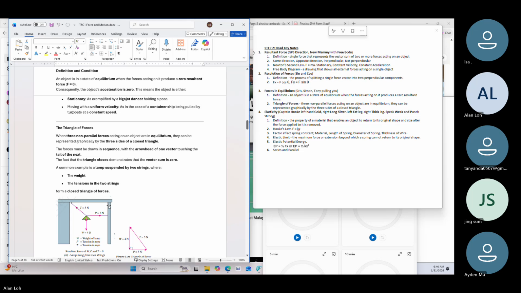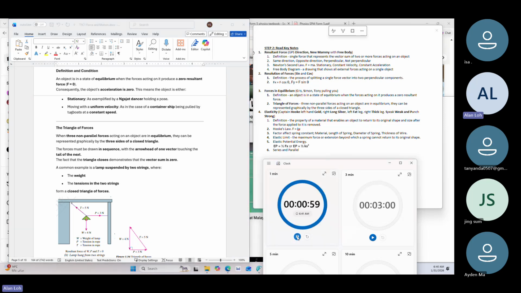Okay. So let's read these definitions until this picture over here for 1 minute. And now we have already moved to drawer number 3. Forces in equilibrium. Let's start now.